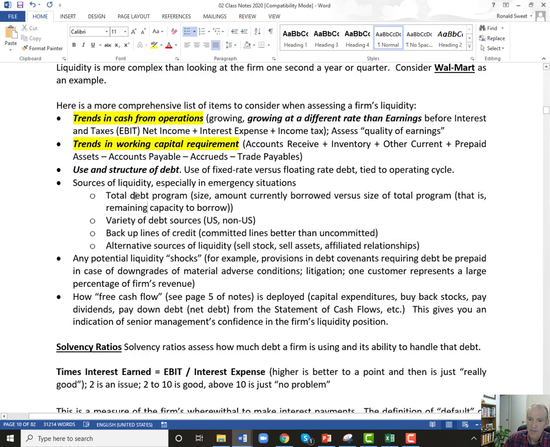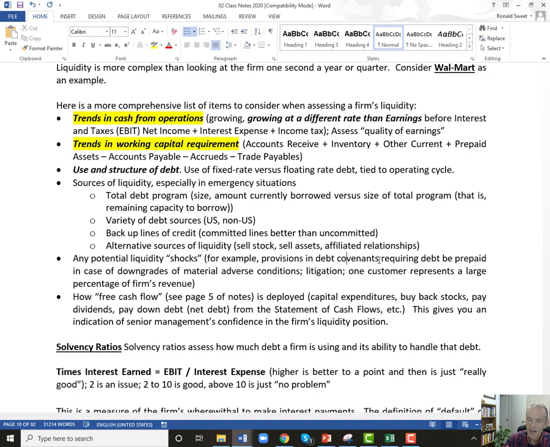because they have all these backup facilities. The other thing you think about with liquidity is any potential shocks you might have. So you might have some debt covenants that require you to repay your debt as certain things happen. That's terrible. Just think about it. There's some firms that borrow money and they have a debt covenant that says if we get downgraded to below investment grade, we have to pay off all our debt.